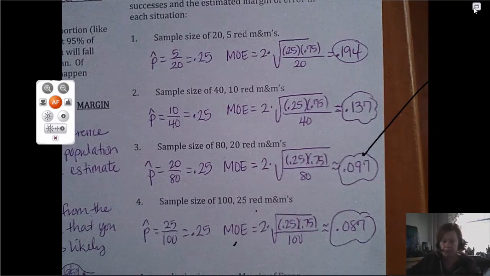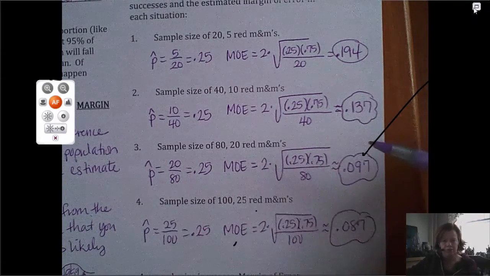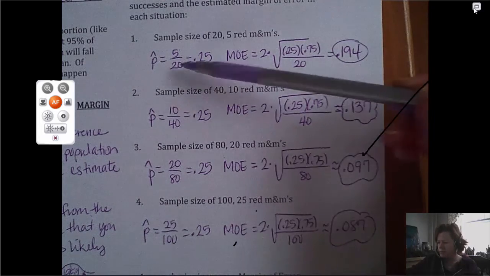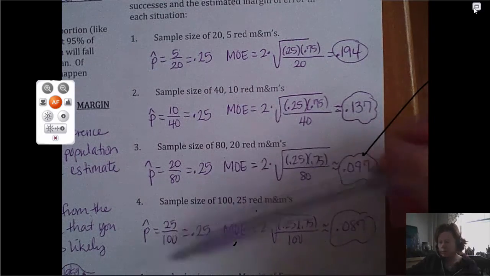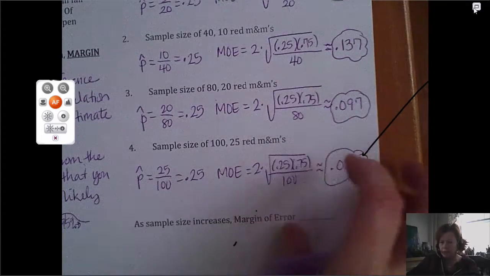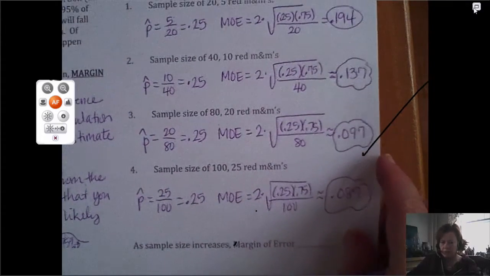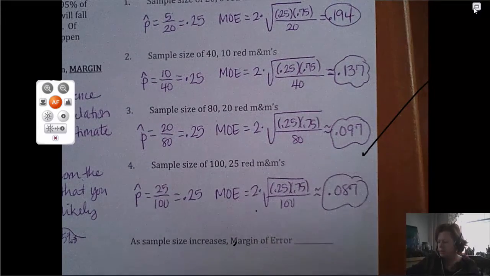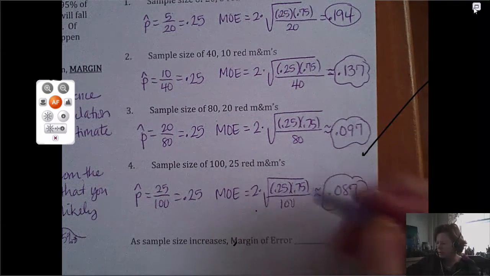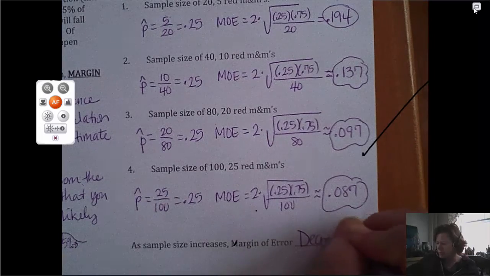Once again, you should be noticing with our math is consistent that as we increase our sample size, the margin of error decreases. Our margin of error keeps going down as we keep increasing our sample size. Margin of error is another measure of variability. So it should make sense then that as I increase sample size, our margin of error decreases.